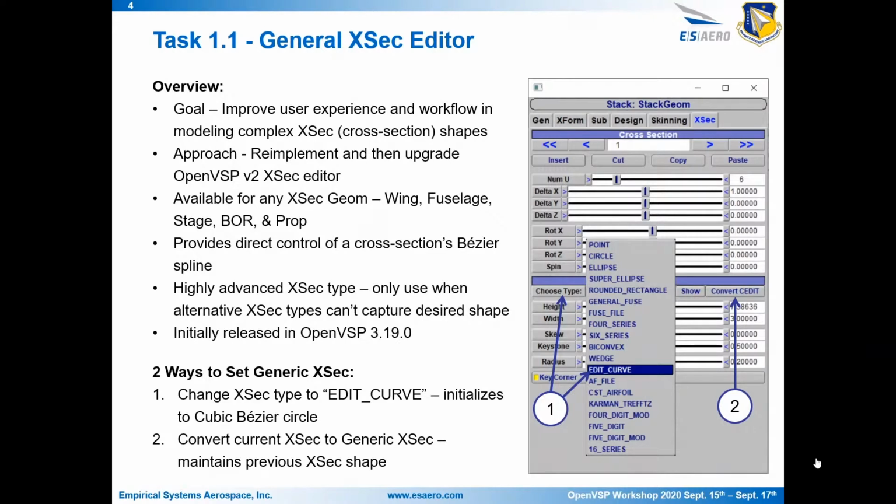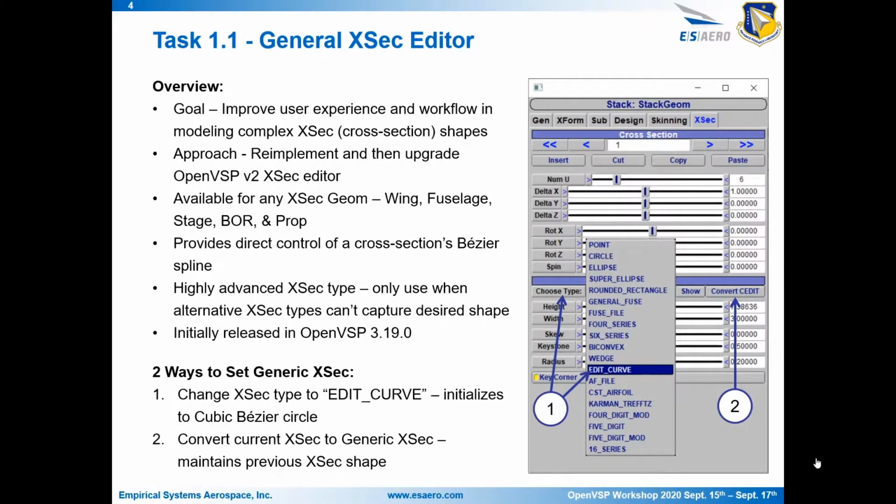The other option is to go on the XSec tab, and where it says choose type, there's a drop down that you can change the type that you currently have to an edit curve type. That's the generic cross-section. If you do that, your previous shape won't be maintained. It'll just initialize it to, I believe, a circle, and then you can go from there. So those are the 2 ways to use the generic cross-section.